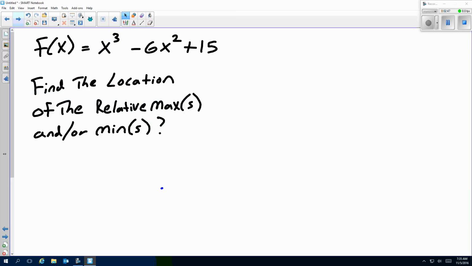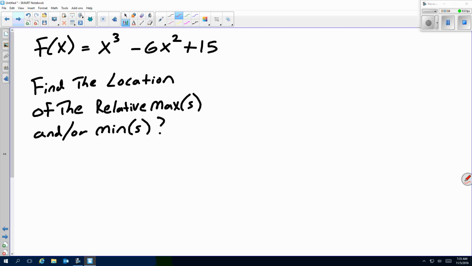So I have the following function. F of x is equal to x cubed minus 6x squared plus 15. And we would like to find the location of the relative maxes and/or the relative mins. It could have one, it could have the other, it could have both. So let's take a look at this.